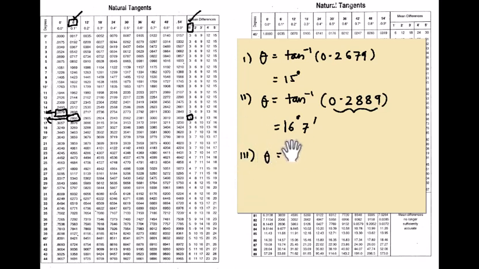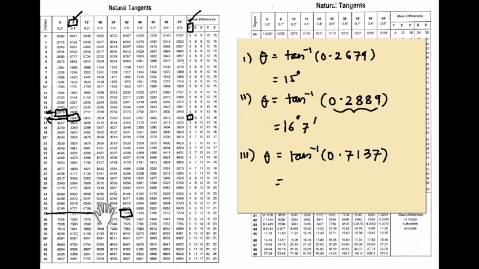Say if I ask you to find tan inverse of, let me just say, 0.7137, for example. So you'll try to find a number which is exactly 7137, which probably you might not find, but then you'll try to find a number which is as close to 7137 as possible and slightly less than 7137. So when you see this, you will find 7133. That number is very close to 7137.